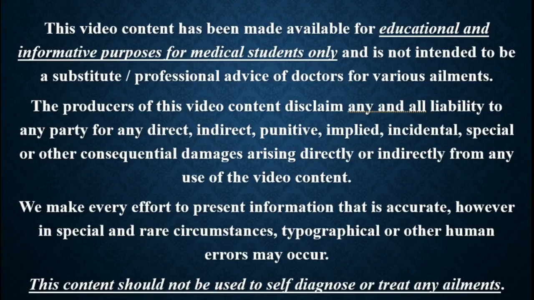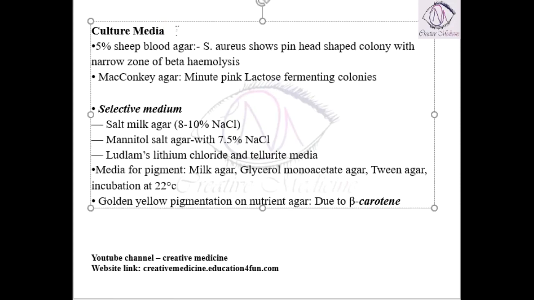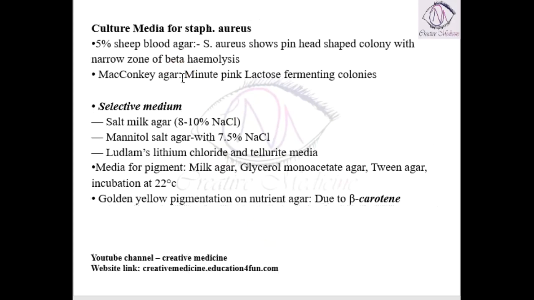In this lecture, we will learn about media used for Staphylococcus aureus. For Staph aureus, the culture media used are: 5% sheep blood agar can be used.